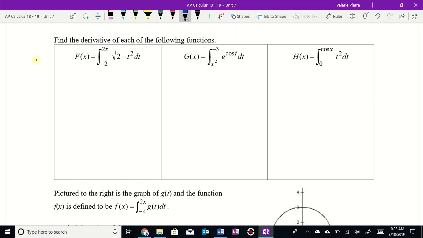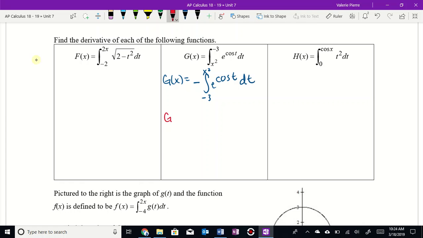So for g of x, we have a definite integral from x squared to -3 of e to the cosine t dt. In order to use the second fundamental theorem of calculus, our definite integral needs to be going from a constant to some function. So I'm going to rewrite this. g of x is equal to, I'm going to flip my limits of integration so that they look the way they should look. And when I flip my limits of integration, I have to change the sign of my definite integral. So here is the function now that I'm going to determine the derivative of.